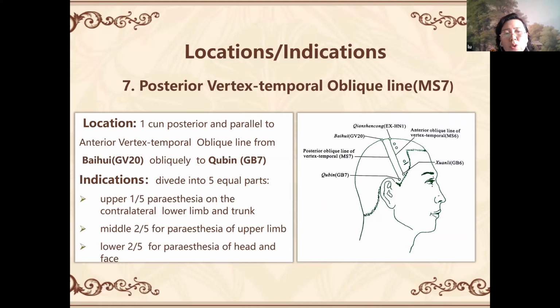So it's also divided into 5 equal parts. And the upper 1/5 is used for the paresthesia on the contralateral side, lower limb and trunk. And the middle 2/5 is used for treating the paresthesia of upper limb on the contralateral side. And the lower 2/5 is used for treating the paresthesia of the head and face. So this is MS7.